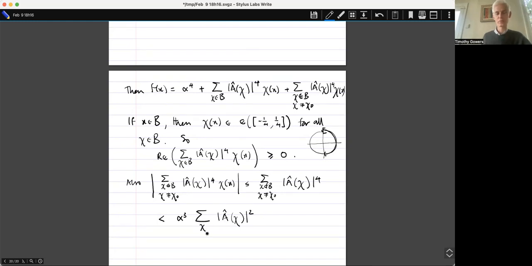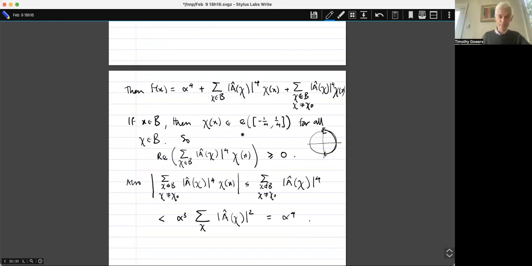Now notice I'm summing here over all χ instead of χ that don't belong to B and are non-trivial. That just makes things bigger, so I'm allowed to do that if I want, because it's on this side of the inequality. And then that allows me to apply Parseval. I know that the sum over all χ of |Â(χ)|² is just equal to the density of A. So that equals α to the 4th.